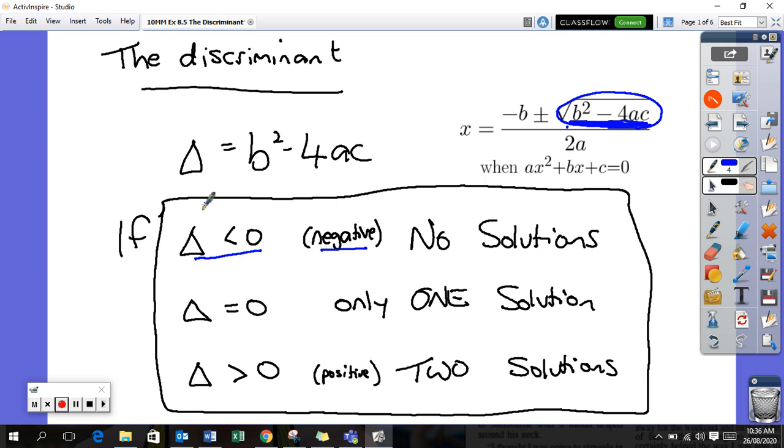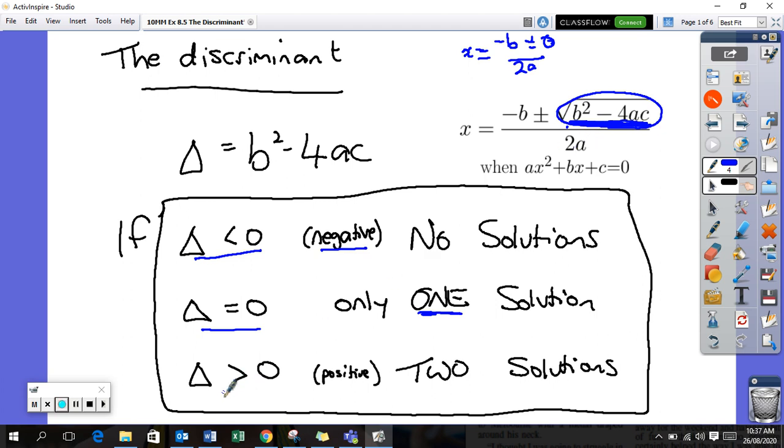So first one, and you need to have this table copied in your book. If the discriminant is negative, there are no solutions. Okay, now sometimes the discriminant could equal 0. So if the discriminant equals 0, we get x equals negative b plus or minus 0 over 2a. Okay, plus 0 is the same as minus 0. So if the discriminant is 0, there's only one solution. Okay, and it's the negative b over 2a. So the discriminant is 0, we only get the one solution.